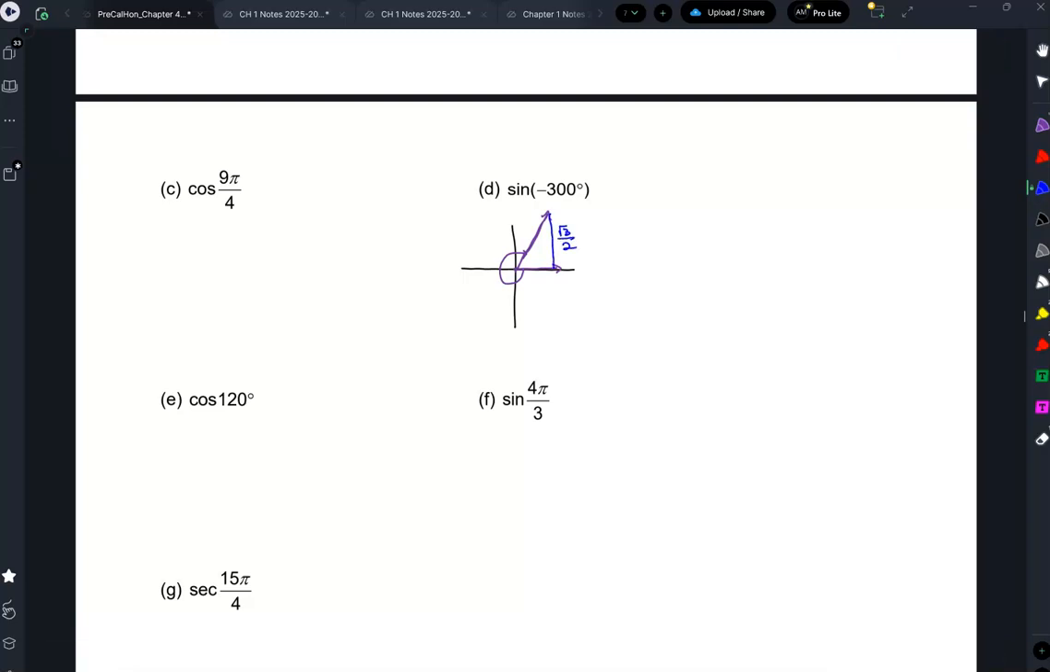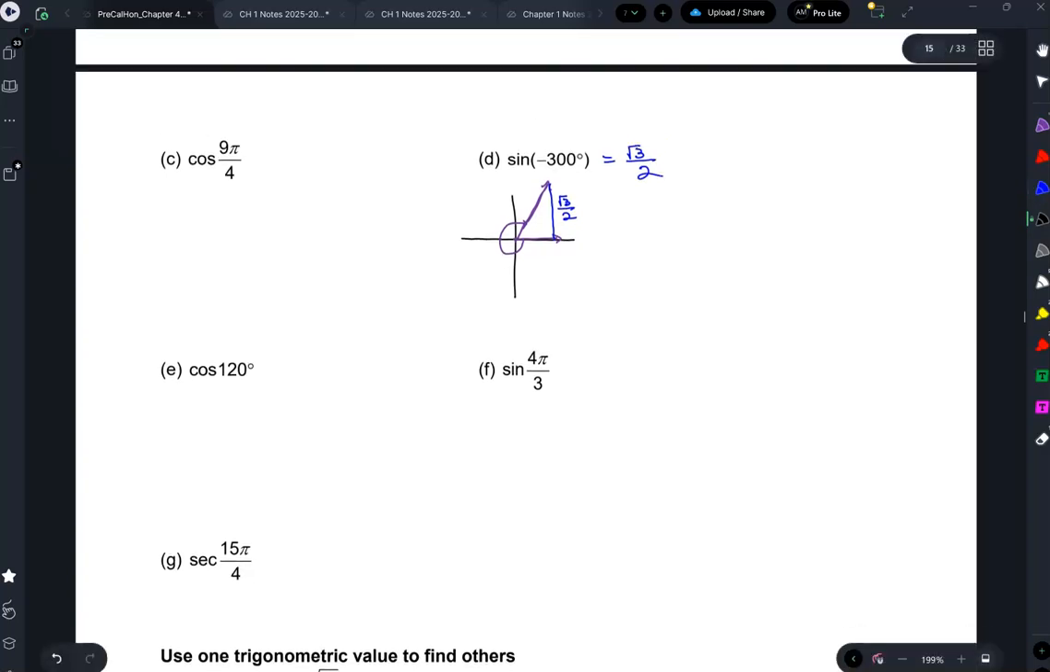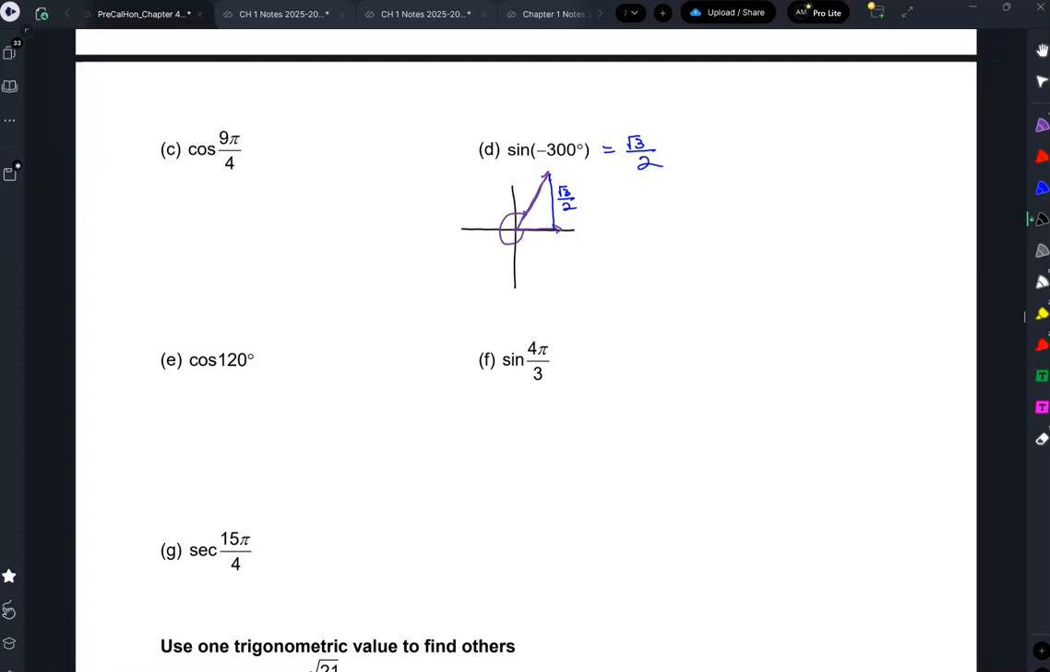Correct? Is sine vertical or horizontal? Vertical. So this is root 3 over 2. It doesn't matter because this is going up. We're not going to use that because it's going to slow us down. Because if it's 300, the reference angle is 60.